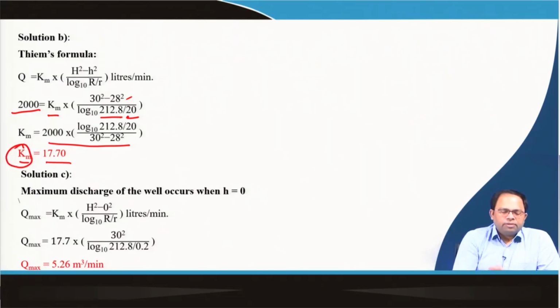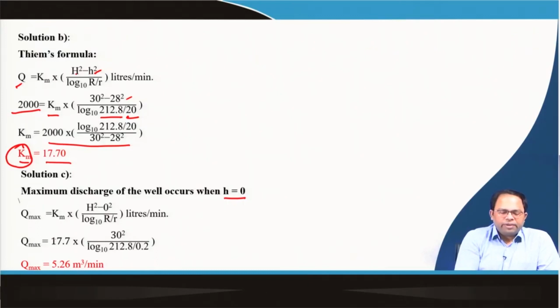Now, the final question we have asked is, what is the maximum discharge of the well? Maximum discharge of the well occurs when H is equal to 0. So, obviously, in this particular equation, when will Q be maximum? When the value of H squared would be less. That is a theoretical value. The maximum discharge is a theoretical value. That means, when the level of water is almost the same, there is no drawdown as such, right.